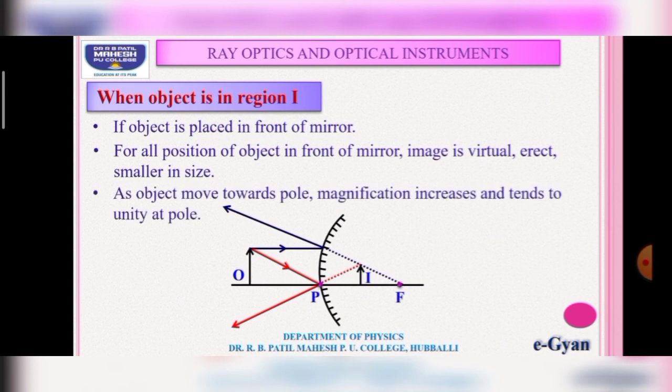By this we come to know that for convex mirror, if the object is placed anywhere in front of the mirror, we get a virtual image, and for concave mirror we get both virtual image and real image.